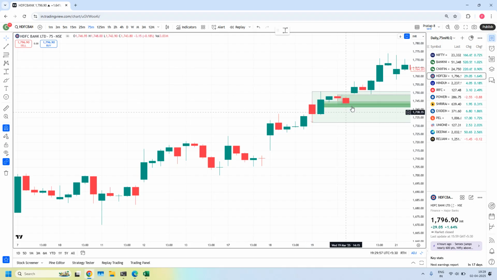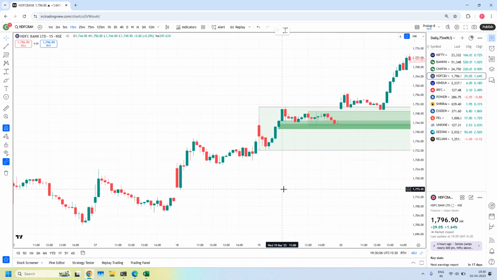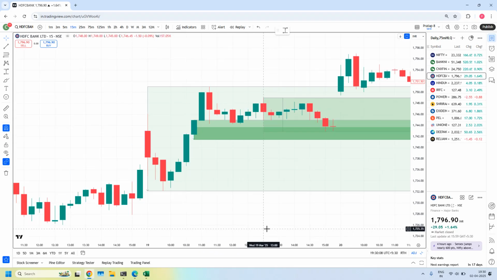Okay. So this is the 75-minute zone, from here to here, this entire area. Now within the 75-minute zone, I have drawn the 15-minute zone. But on the 15 minutes, see the tricky part here. How tricky the 15 minutes is.